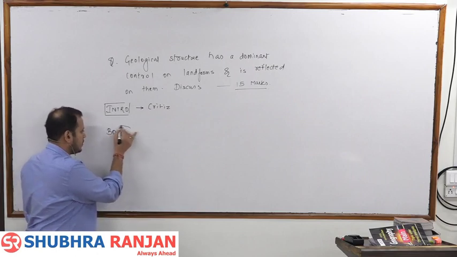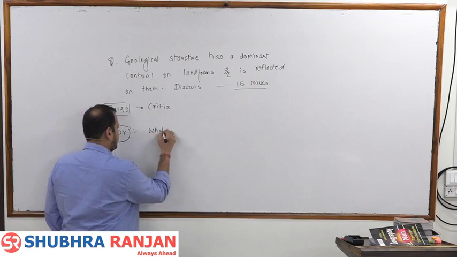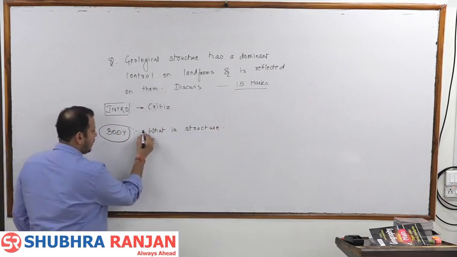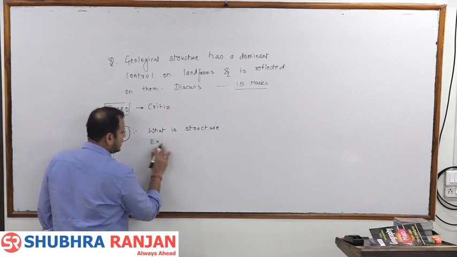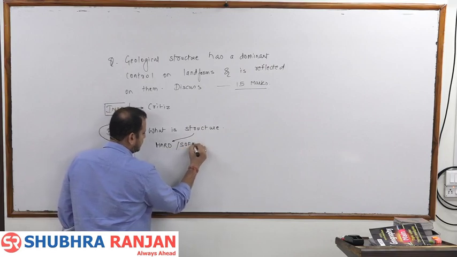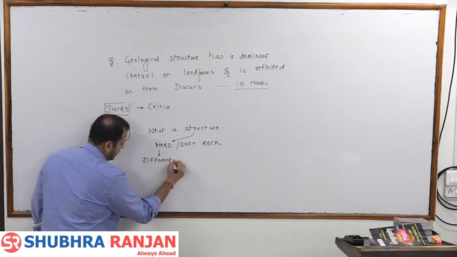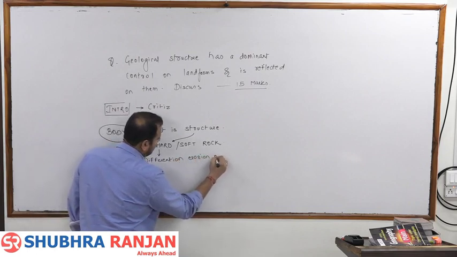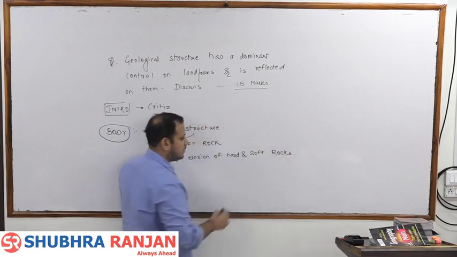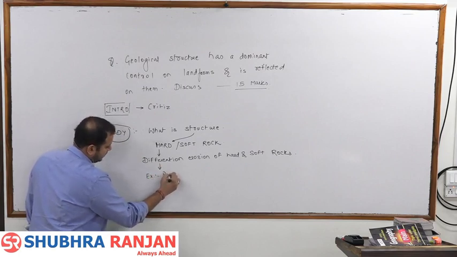So in the body, what will be your approach? You have to define first what is structure. Then you will have to give the examples. Once you tell the structure, automatically it will come in. There are two types of rocks. One is the hard rock and the other is the soft rock. In this hard and soft rock, next you will talk about the differential erosion of hard and soft rocks. And you will tell how the processes are operating on this, and then you will give an example. The best example is which plateau? Peninsular plateau.